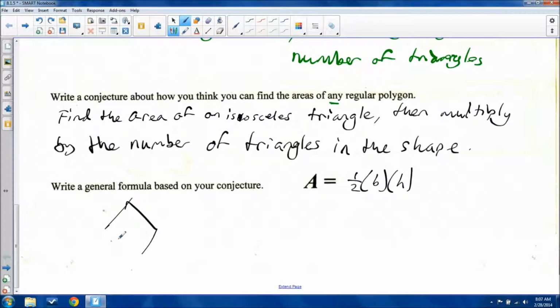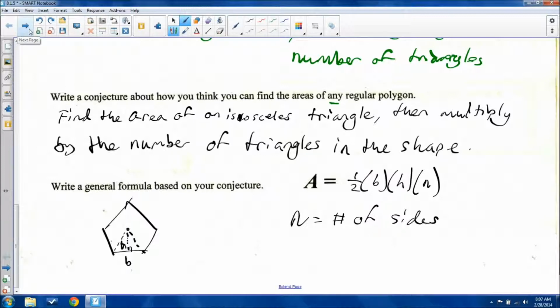So I'm going to redraw that pentagon again. Let's say, for instance, that every side is base B. Now, the height is this guy right here. So let's find the area of 1/2 base times height first. Then we multiply by the number of sides. Let's call that n, or the number of triangles, which is the number of sides, right? 5 triangles, 5 sides. So n equals number of sides. So that looks like a pretty good general formula there. And let's see if we can then apply that to other shapes.